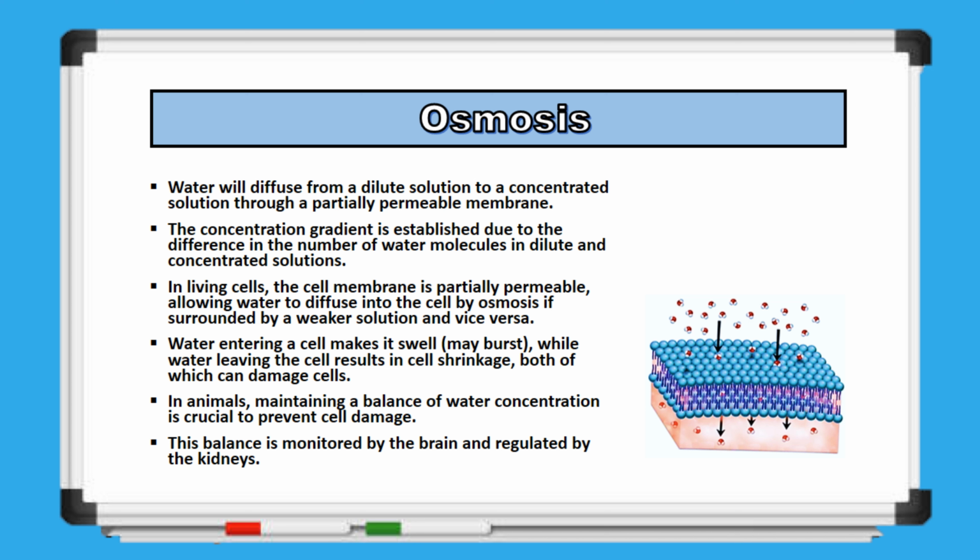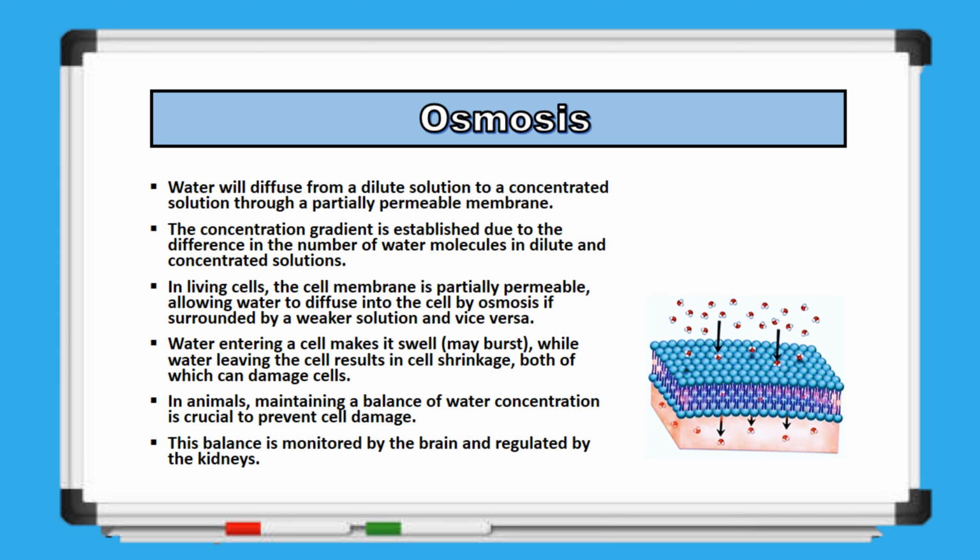In living cells, the cell membrane acts as a partially permeable membrane, allowing water to move in or out depending on the surrounding solution. If a cell is placed in a solution with a lower solute concentration, higher water potential, water will enter the cell by osmosis, causing it to swell, and in extreme cases, it may burst. Conversely, if the cell is in a solution with a higher solute concentration, lower water potential, water will leave the cell, causing it to shrink, which can damage the cell. In animals, maintaining water balance is essential to prevent cell damage. This balance is monitored by the brain and regulated by the kidneys, ensuring that the right amount of water is retained or excreted.